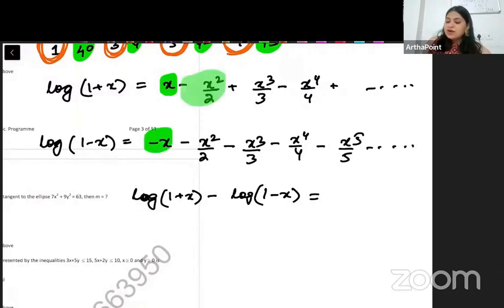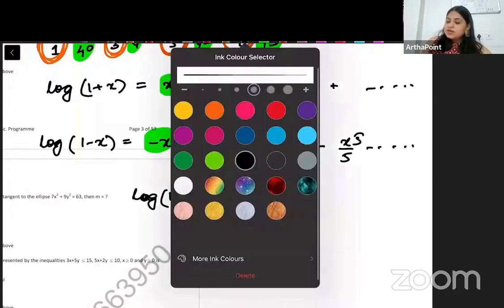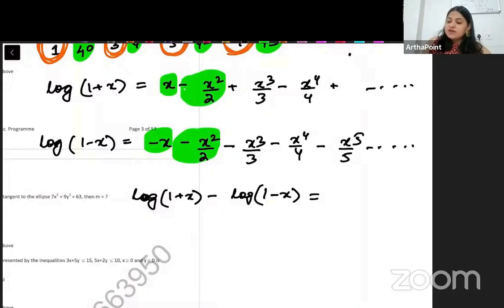Minus x square by 2 minus minus x square by 2. This is how you will go ahead and expand this. If you start expanding this, what will happen is these terms will keep getting cancelled. Wherever you see the same sign, when you subtract, these will get cancelled. And wherever you see opposite sign, they will get added up.